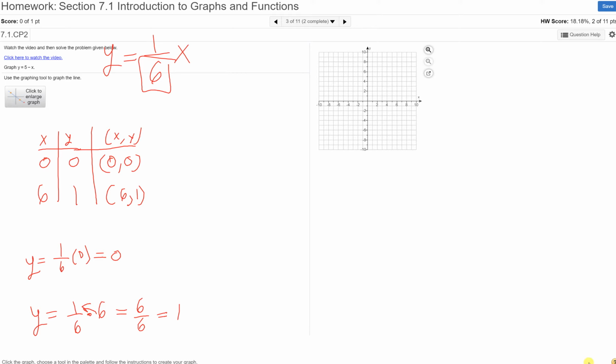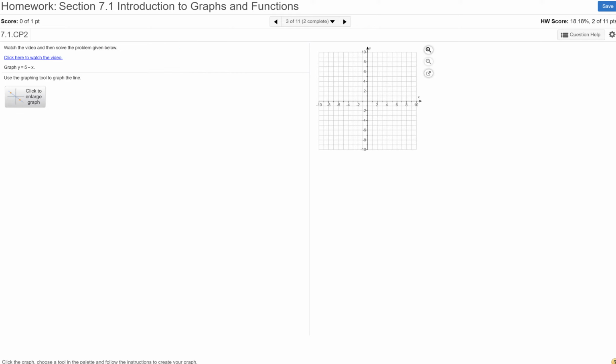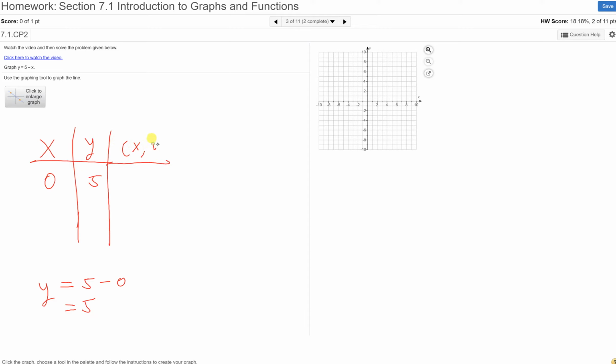Alrighty. Let me clear this. I'm not going to watch no stinking video. I'm just going to go ahead and do it. So let's see. You're watching one already, aren't you? So I'm going to plug in 0. So y equals 5 minus 0. What's 5 minus 0? That's easy. That's 5. Okay, so we know that's one answer. 0, 5 is one ordered pair. Let's plug in 1. y equals 5 minus 1. That's 4. That's easy. So 4, and we're done.